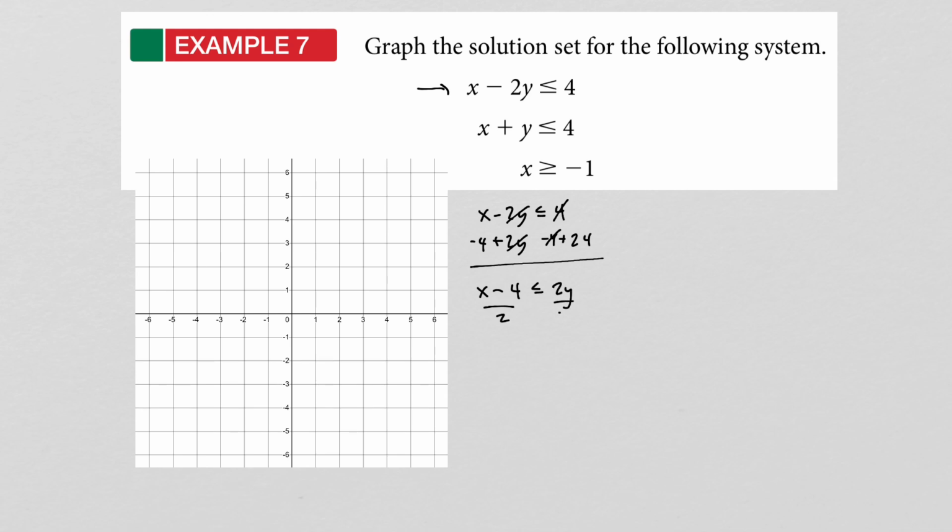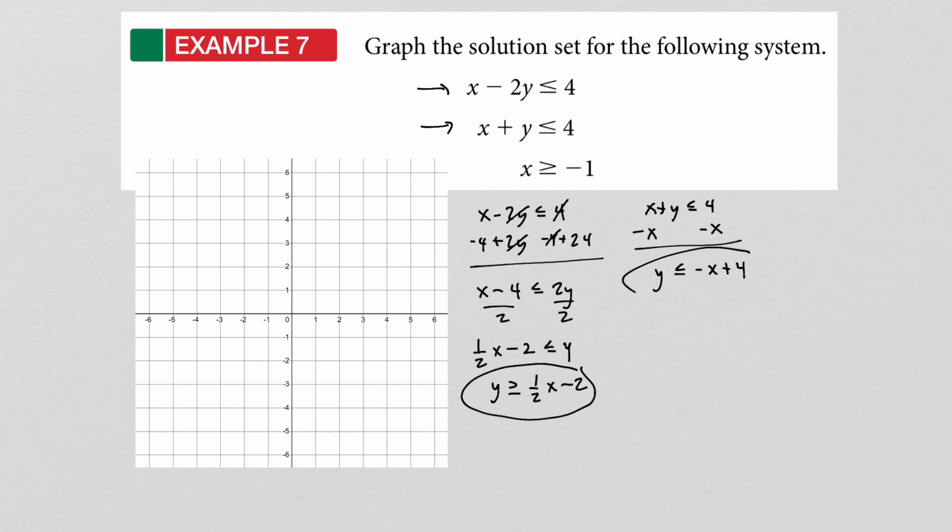And then let's divide by 2. And that's going to give us 1/2 x minus 2 is less than or equal to y, or y is greater than or equal to 1/2 x minus 2. Now I'm going to solve for y here. So x plus y is less than or equal to 4. This one's quite a bit easier. We can just subtract x from both sides. And that's going to give us y is less than negative x plus 4. So here's my 2 equations so far.